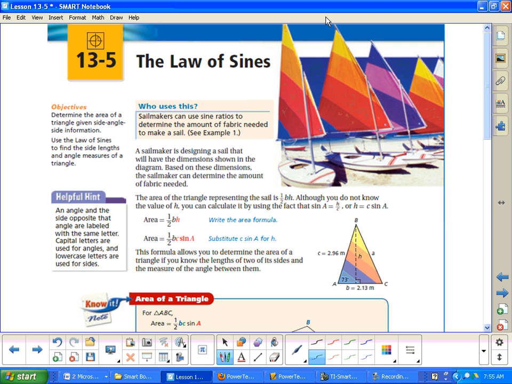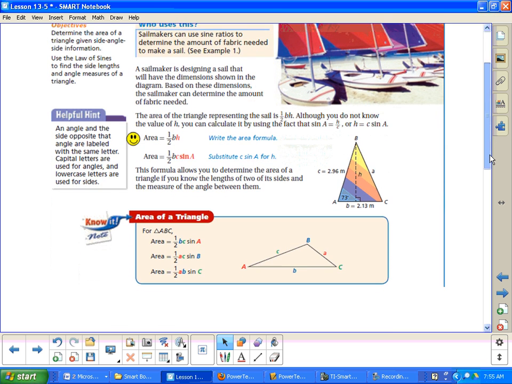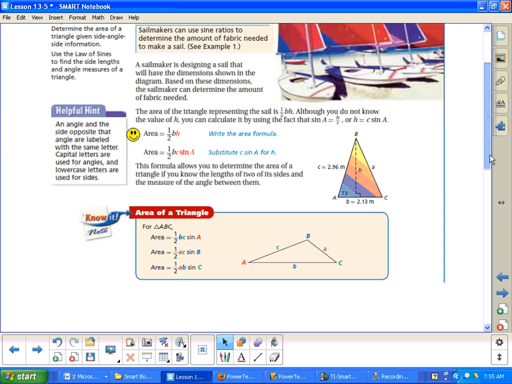Now, we know that to find the area of a right triangle, we will multiply 1/2 base times the height for the formula. And if we have a non-right triangle, like in this picture with the sail, we can see that we have this triangle here. They know this information, that side C here was 2.96 meters. The angle A is 73 degrees, and this base is 2.13 meters.